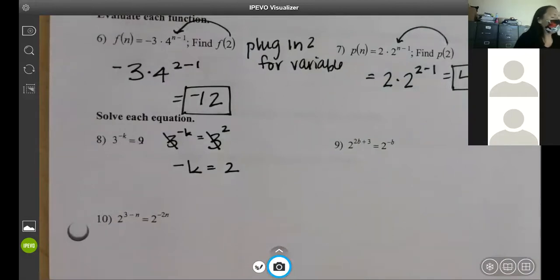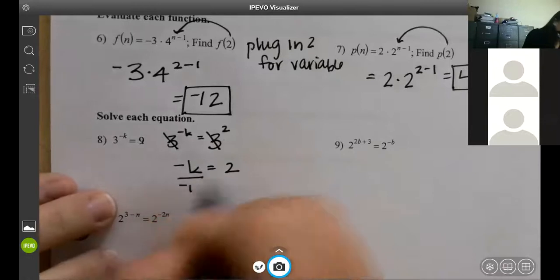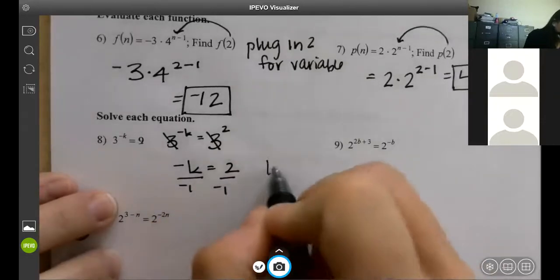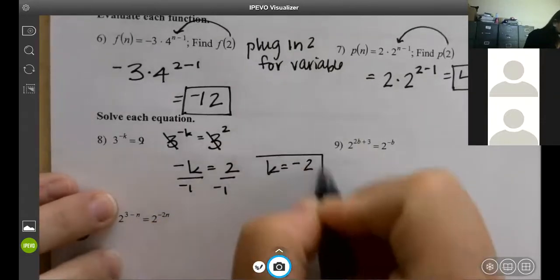This is from week 1. How do I solve this to just have k? Divide by -1. Thank you. And I get k equals -2.